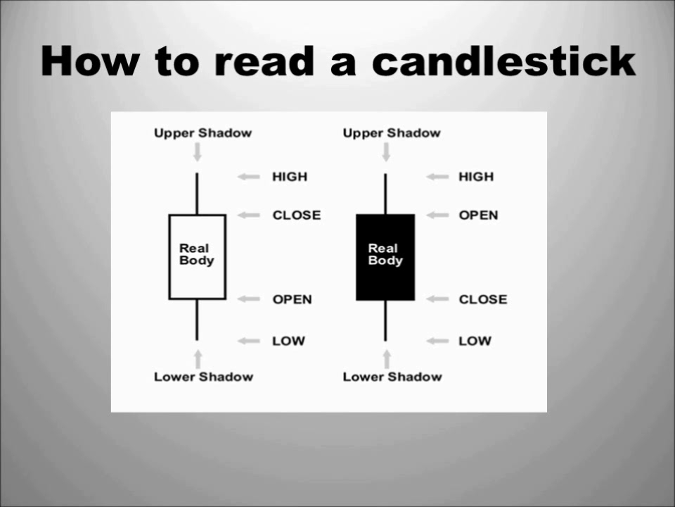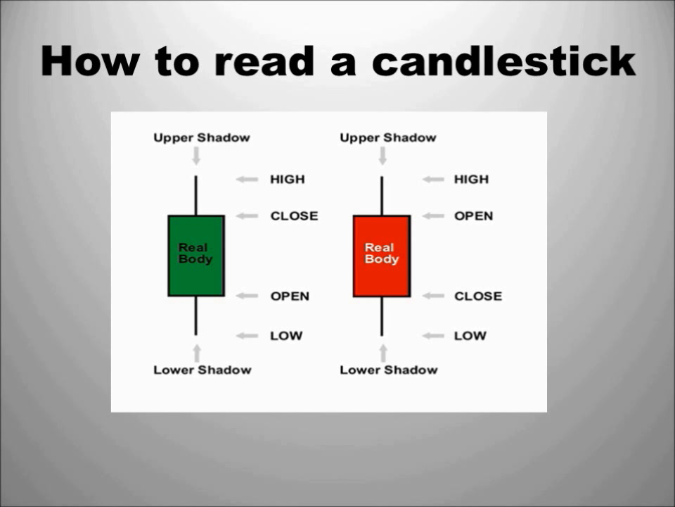The black body, the words are the same. So we have the high and we have the low. The high on top of the wick and the low on the bottom of the wick. The only difference with the black shadow is that the top part of the body tells us where the market opened in the beginning of the day, and the bottom part of the body tells us where the market closed at the end of the trading session. So we can say that the white candle symbolizes the bull market and the black candle symbolizes the bear market.